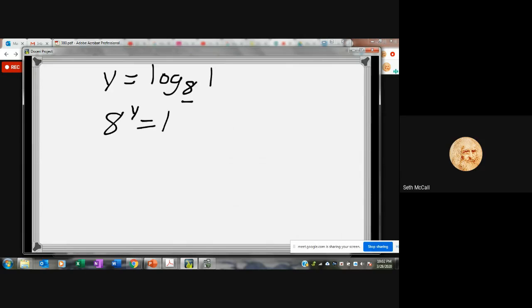But if you're not sure about this, it did ask you to put this into exponential form. 8 to what power is 1? Again, this is kind of a knowledge-based question. You need to remember that anything to the 0 power is 1. So if I substitute 0 right in for y, you would have 8 to the 0 power, which is 1.